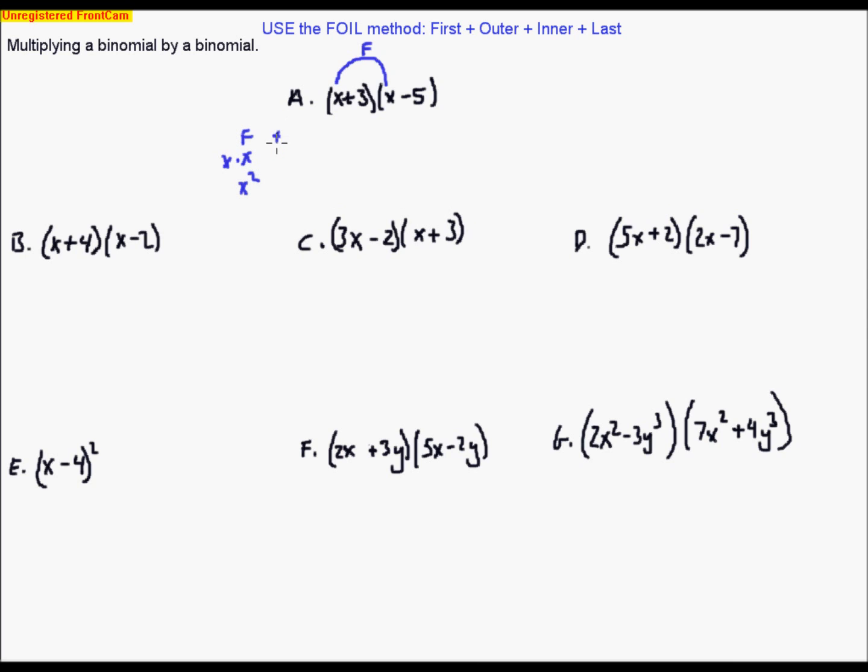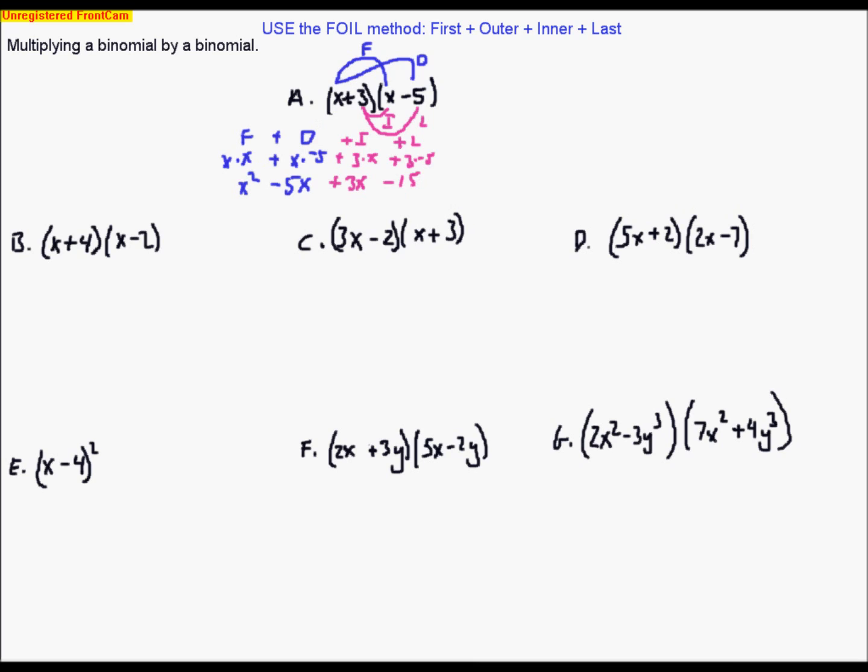Well, then we're going to add on the outside terms. So those are my outside terms there. The outer terms are x times negative 5, which makes a negative 5x. Well, then we multiplied x by each of the terms. Let's move on to the inside terms then. So the inner terms are a 3 and an x being multiplied together, and that makes a positive 3x. And then we take a look at the last terms. That is the 3 being multiplied by the negative 5. And so that makes a negative 15.